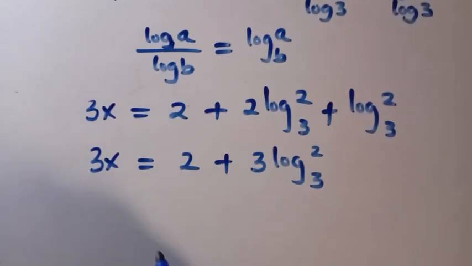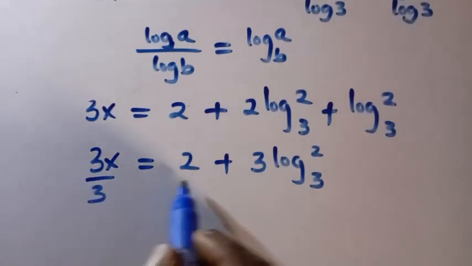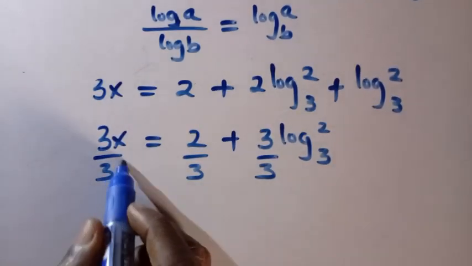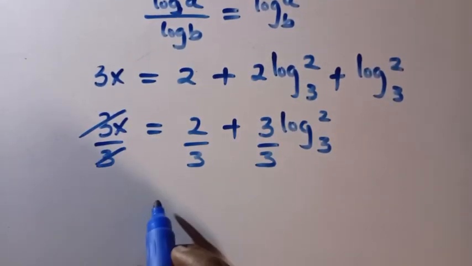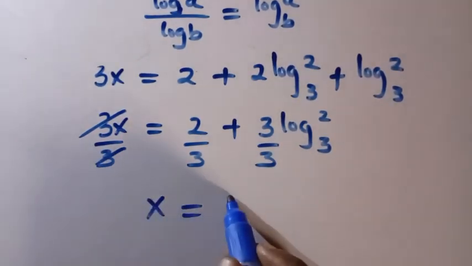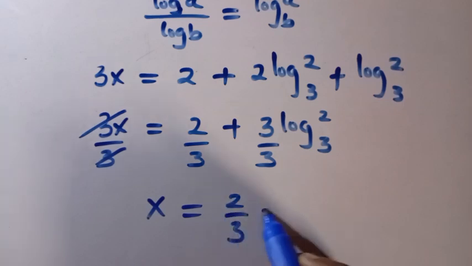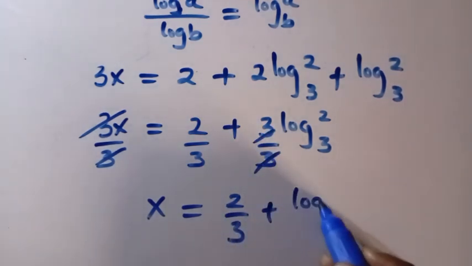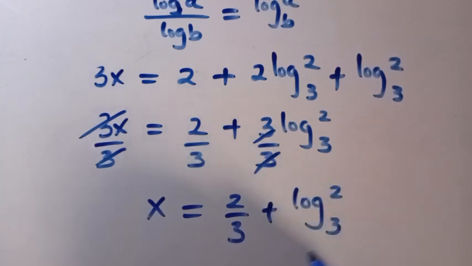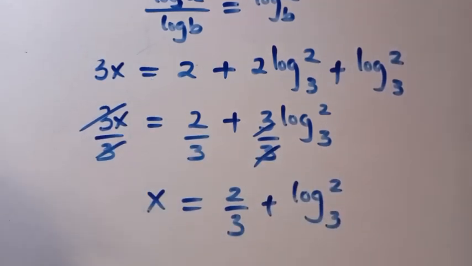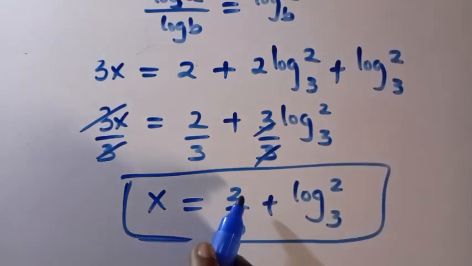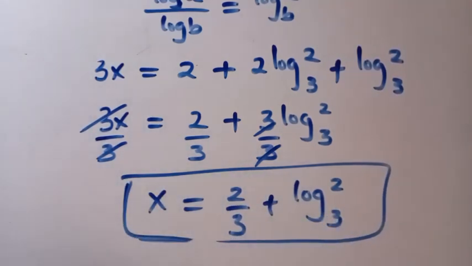And then let's divide both sides by 3. By dividing both sides by 3, 3 cancels 3 here. Then here becomes x equals 2 over 3 plus log 2 base 3. So here is the final answer to this problem: x equals 2/3 plus log 2 base 3.